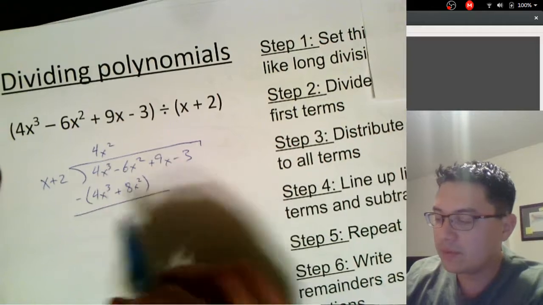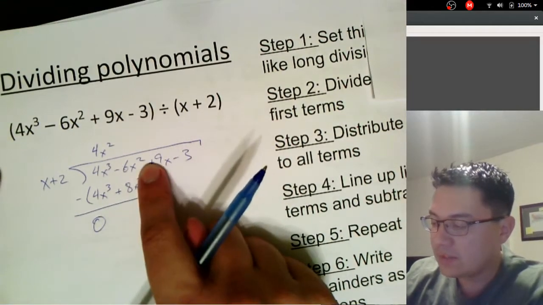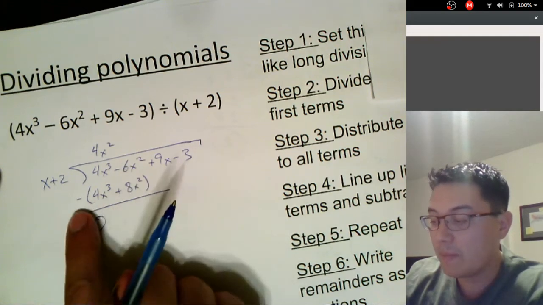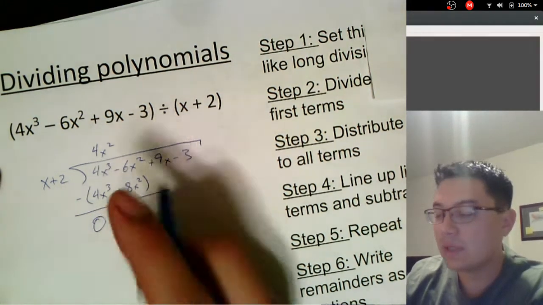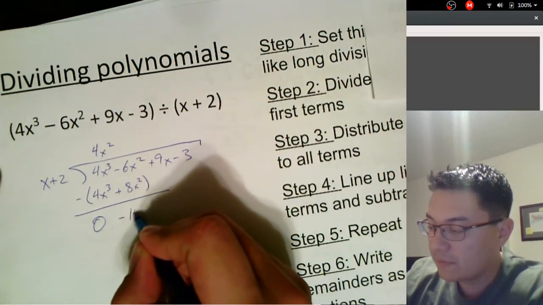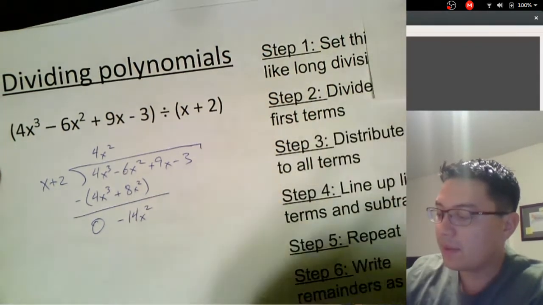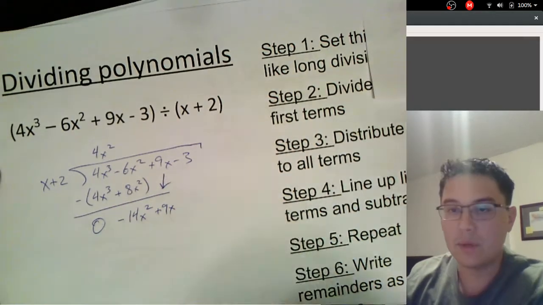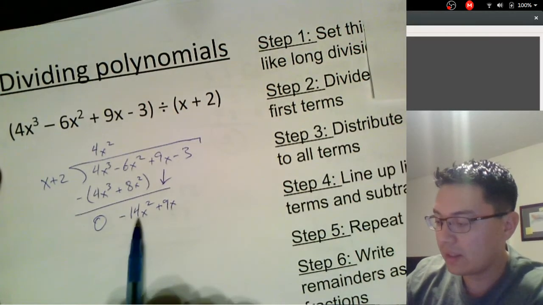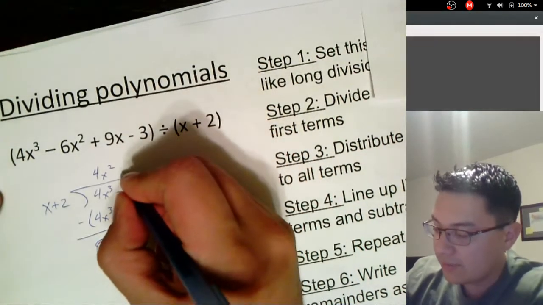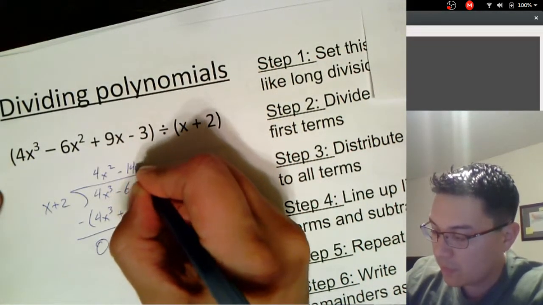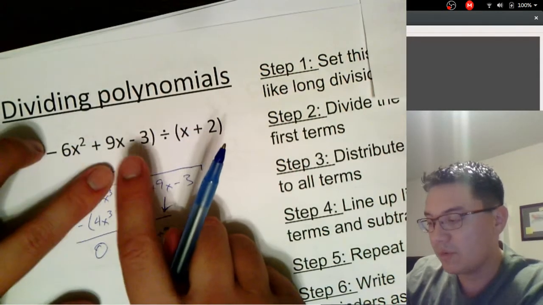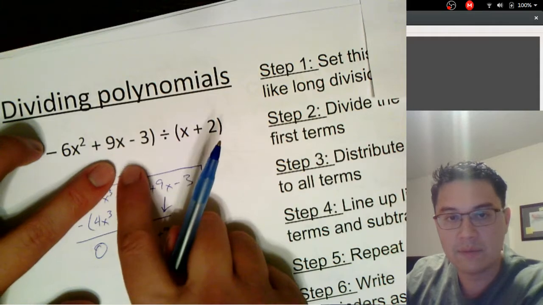So 4x cubed minus 4x cubed is 0. A negative 6x squared minus 8x squared. So negative 6 minus 8 is negative 14. So I'm going to have negative 14x squared, and then I'm going to bring down the next term, which is 9x. So I'm going to have a plus 9x. Rinse and repeat now. In order to get negative 14x squared, I have to multiply by negative 14x. We forget about the 4x squared now, we're just concerned about the negative 14x.